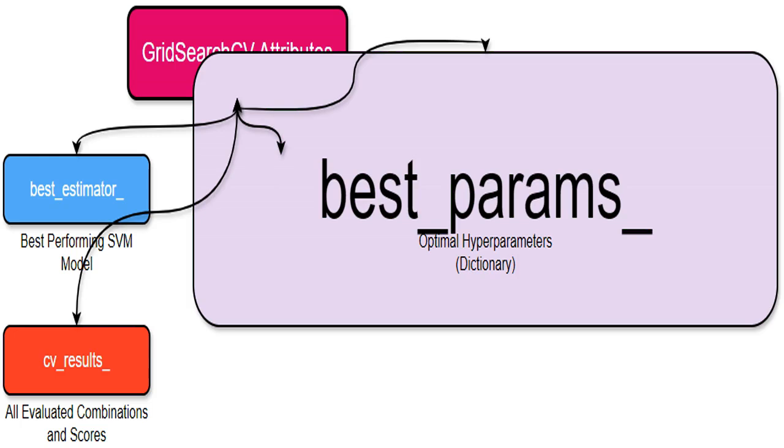This attribute is like a treasure chest. It holds the results from every single combination of hyperparameters that were tested during the GridSearchCV process. It's a detailed record showing the cross-validation scores for each combination, so you get the complete picture, not just the best one. Think of it as a comprehensive report card for all the hyperparameter settings examined. This allows for a more thorough analysis beyond just identifying the best set of hyperparameters.